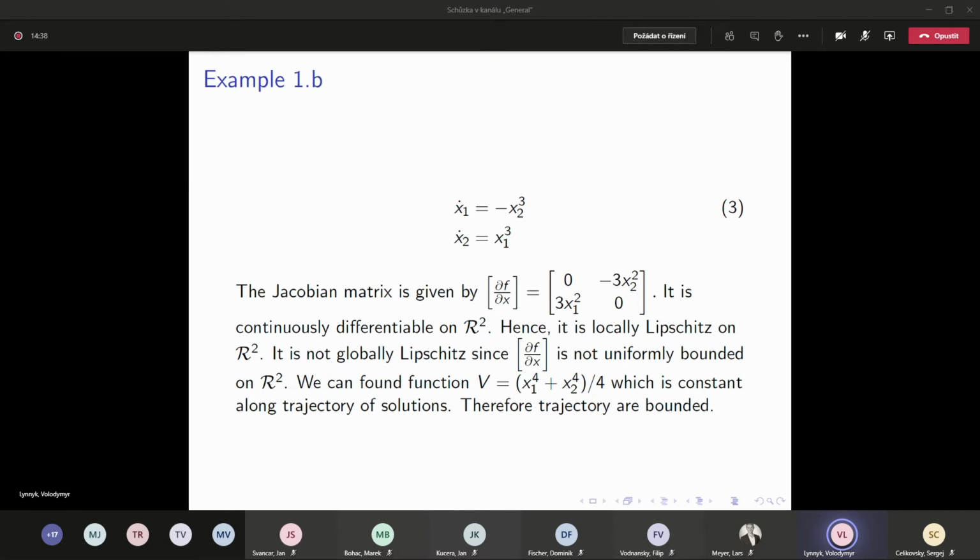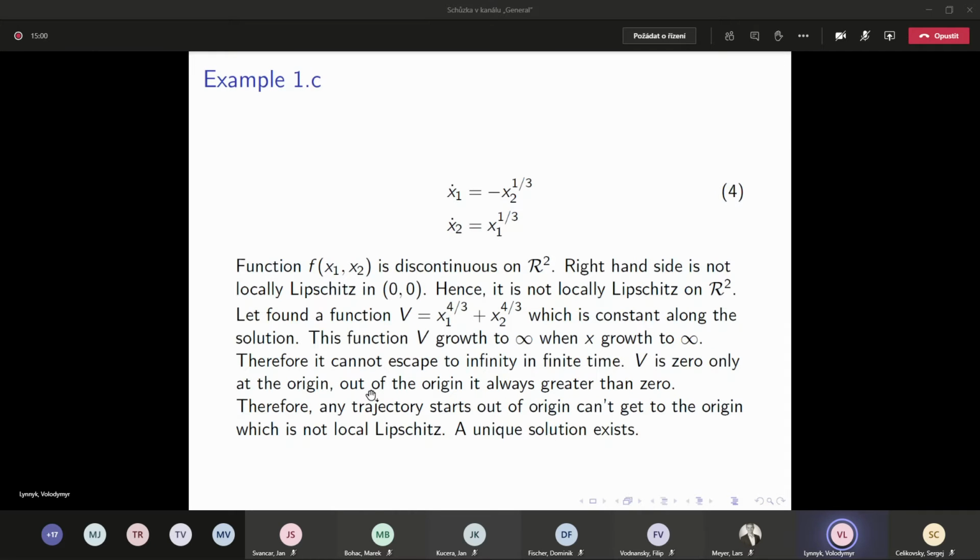This example is like the previous example of predator and prey, the same results. This system is not globally bounded, but it does not escape to infinity in finite time and has a solution.